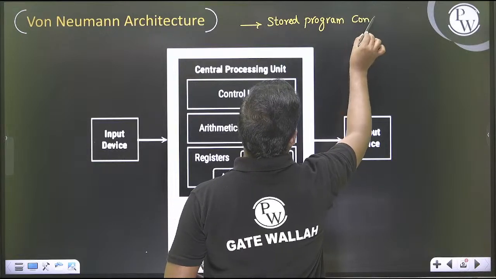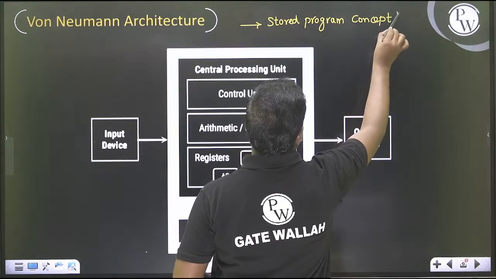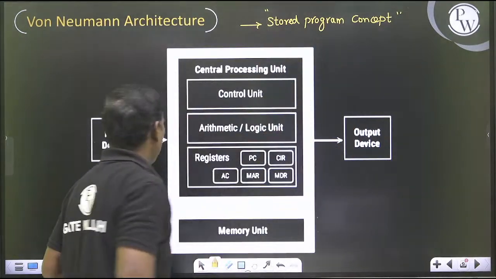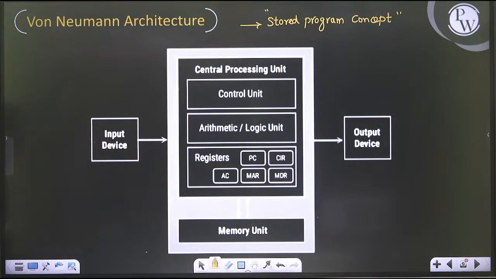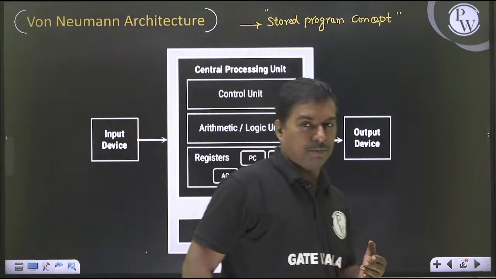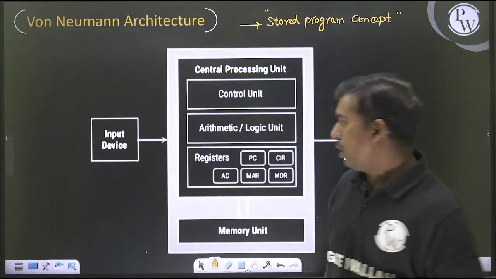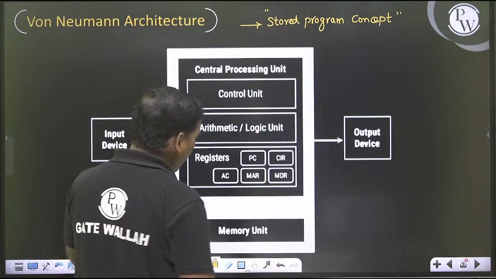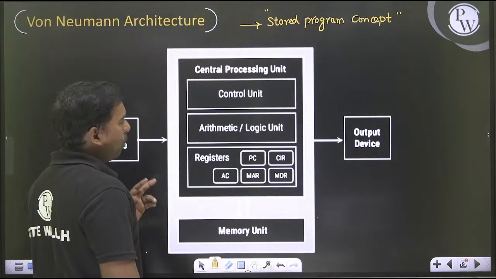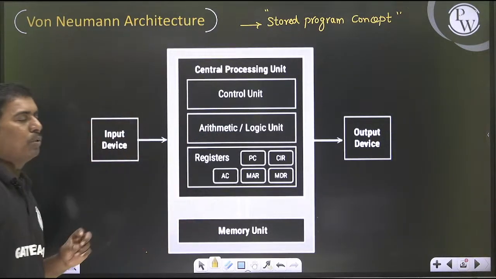So what is the basic purpose of this von Neumann architecture? Von Neumann is the name of a professor or a scientist. So generally in von Neumann architecture, I think you are aware of this von Neumann architecture and hardware architecture. So this is also one of the important features. In von Neumann architecture, the code memory and the data memory both are together.